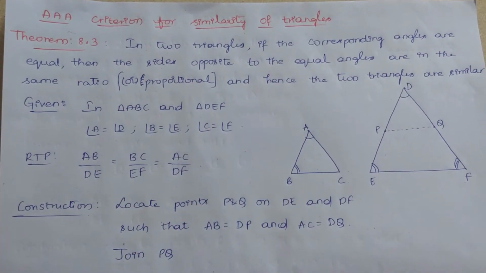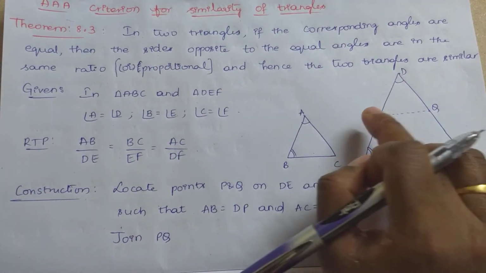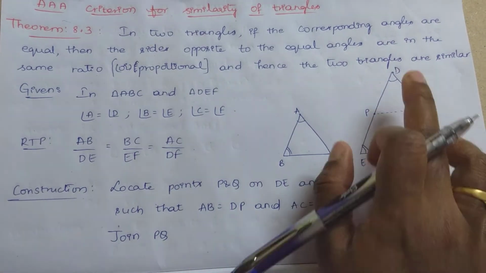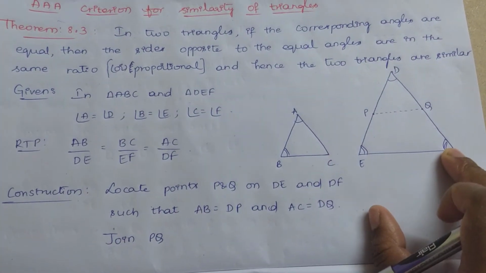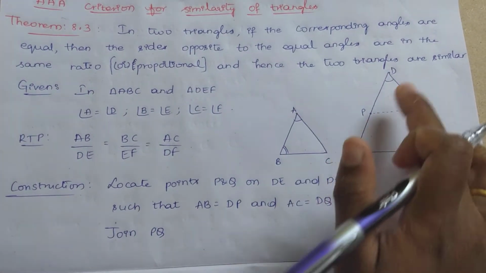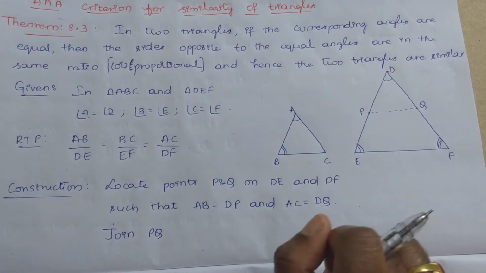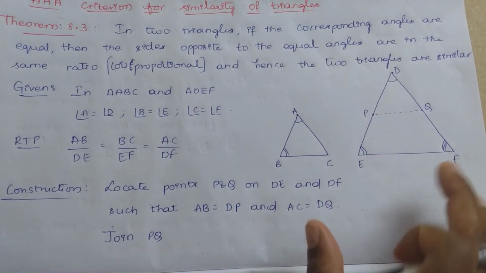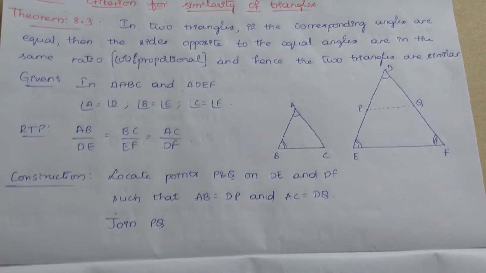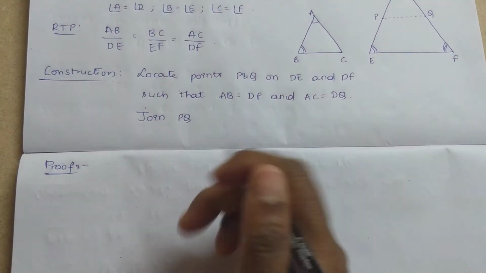I have already told what needs to be proved. So for this, I have located 2 points P and Q on the sides DE and DF such that AB equals DP and AC equals DQ. Correct? After that, I have joined these 2 points P and Q. So till now the construction part is done. Now let's move on to the proof part. So what did I do now?